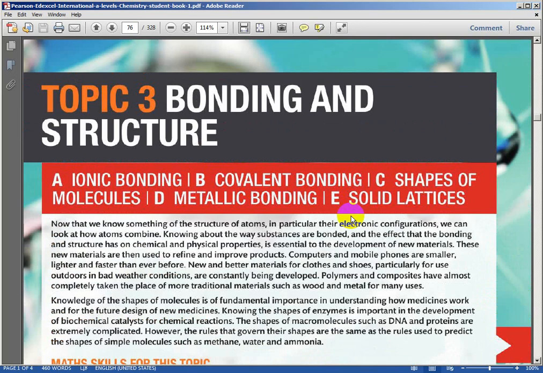Topic 3, bonding and structure. The subtopics are: 3A, ionic bonding; 3B, covalent bonding; 3C, shape of molecules; 3D, metallic bonding; and 3E, solid lattices. Okay, today: ionic bonding.